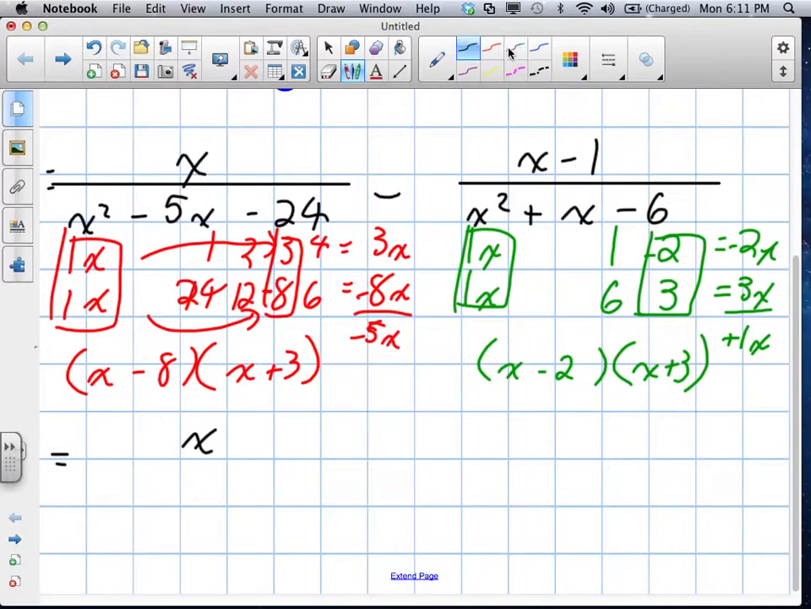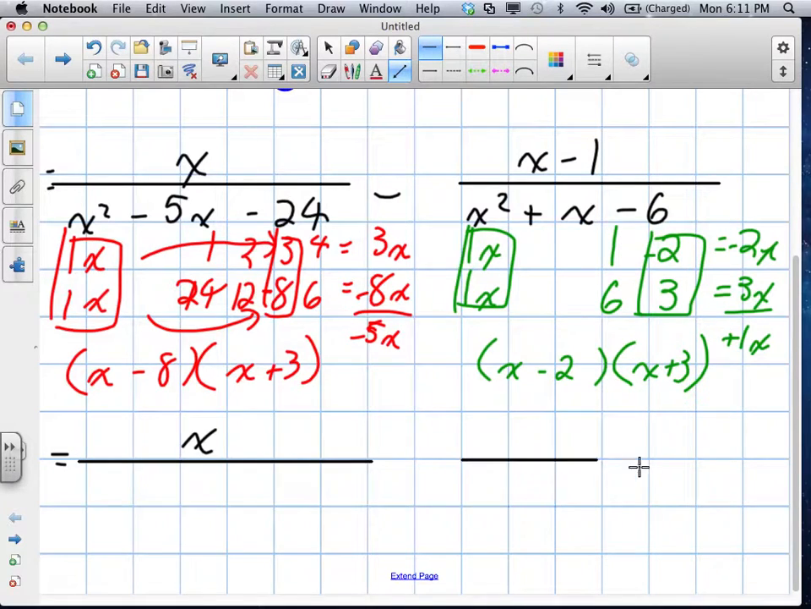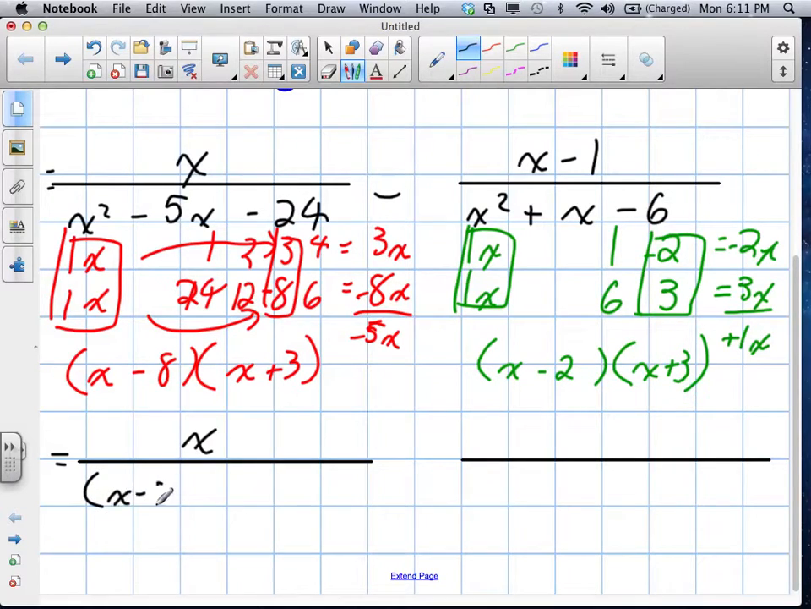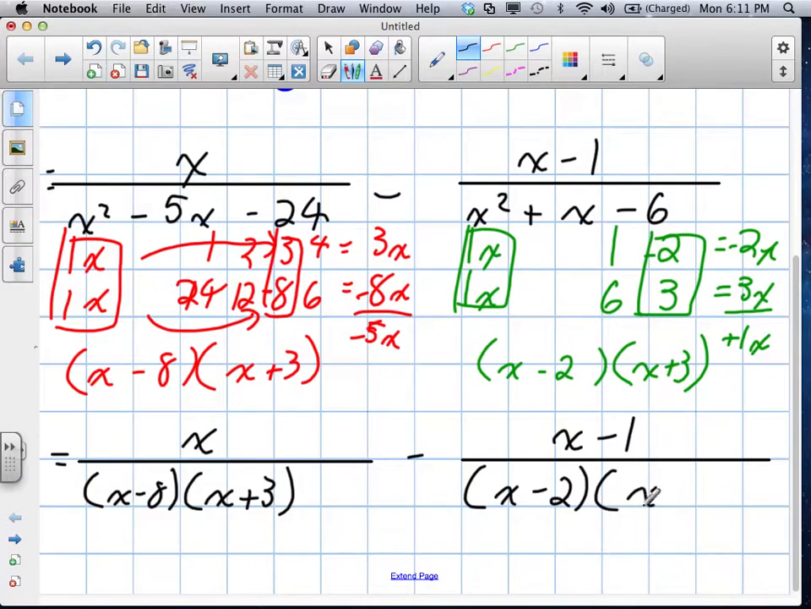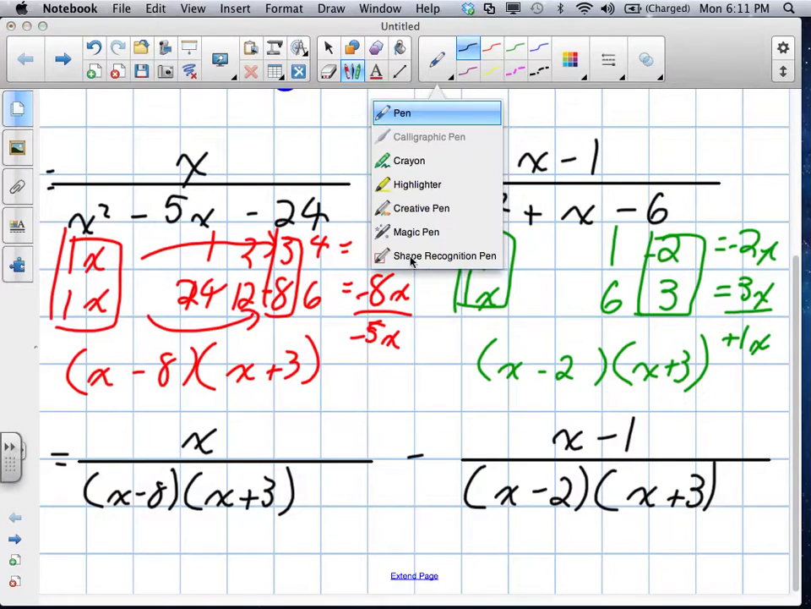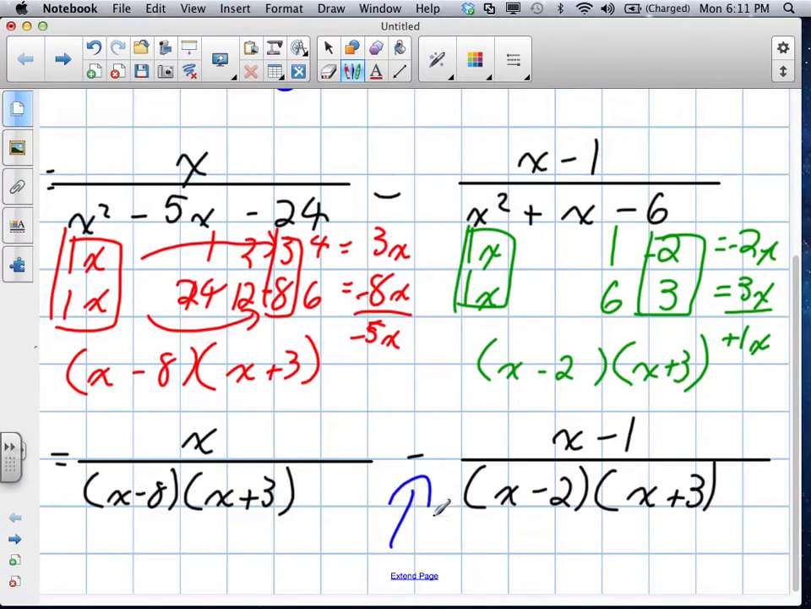Okay, so same idea. Now when we go to write this, let's get our lines out. Let's go to fraction. On this side, we're going to have x minus 8, x plus 3, subtract x over 1, and on the bottom, x minus 2, x plus 3. Okay, so this is a subtraction question of fractions. In order to subtract fractions, what do we need to have? Common denominators. These are our denominators right now.